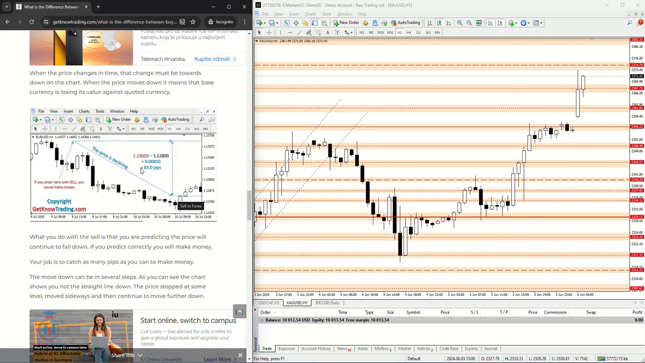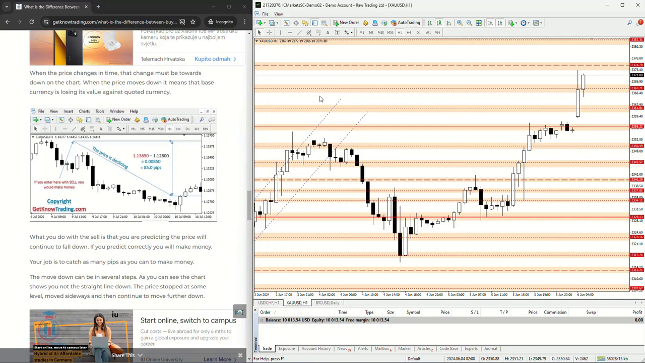So in this case, the price difference between the open price 1.13650 minus 1.12800, which is the exit price, is 85 pips. So if 1 pip is equal to $1, this means you would make $85 on this trade. So this is the sell order. From the market price where you enter the trade, the price needs to go down.